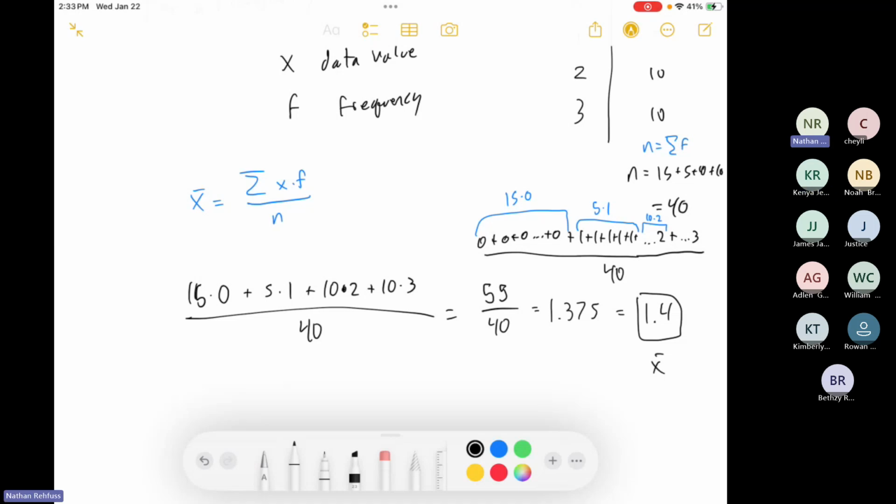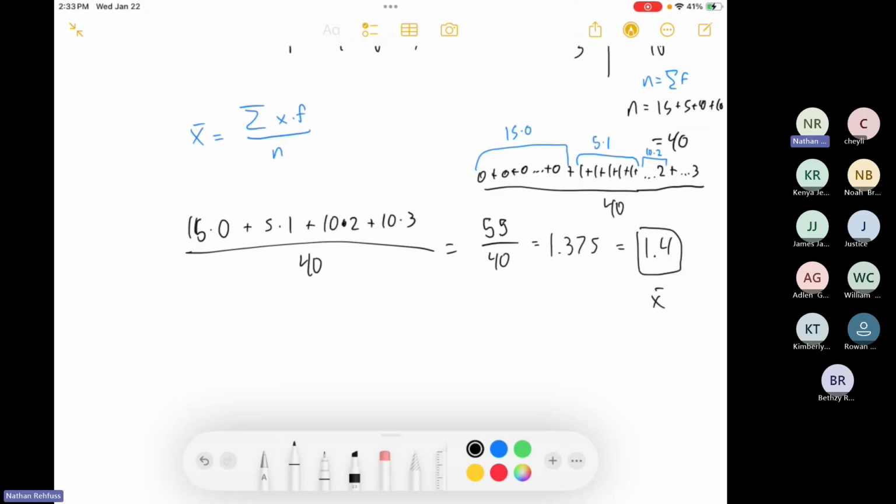All right, does that make sense? I guess I can't see you nodding. Hopefully that's making sense. Again, stop me in the chat if anything's not. Okay, so that's what you do with a frequency table.